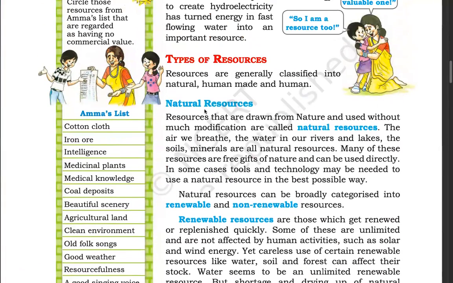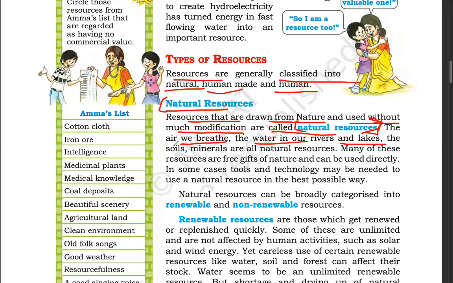Yes, types of resources. Resources are generally classified into natural, human made, and human. Natural resources: resources that are drawn from nature and used without much modification are called natural resources. So guys, write what natural resources are in your notebook. The air we breathe, the water in our rivers and lakes, the soil, and the minerals are all natural resources.